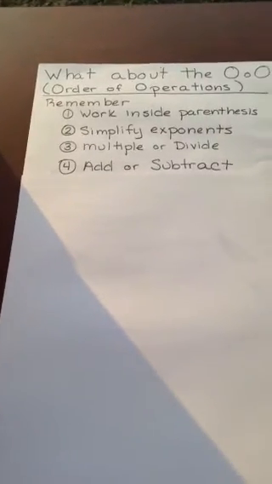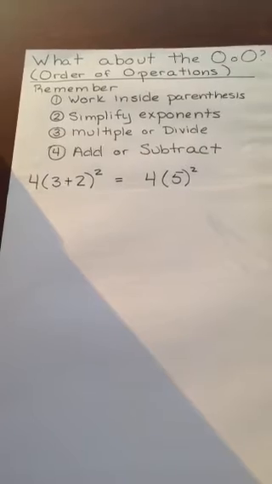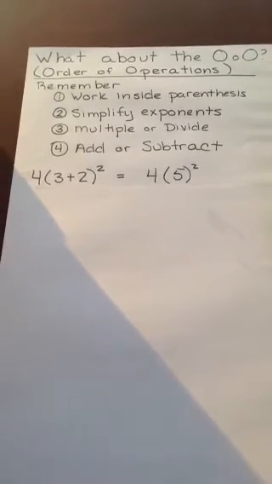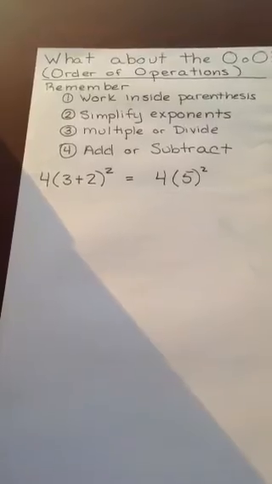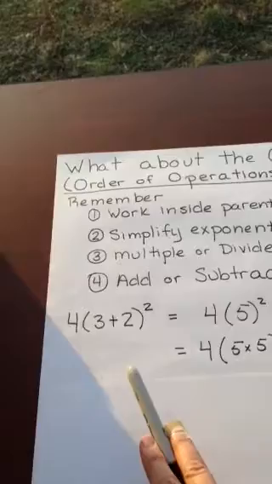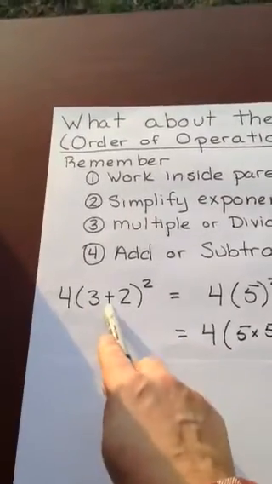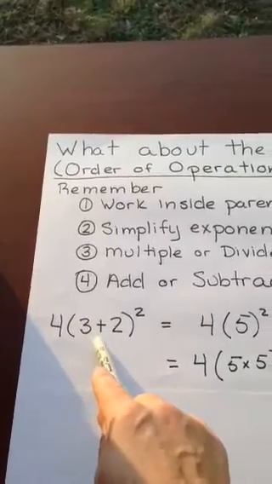All right, so if we have something like this, we have 4 times (3 plus 2) raised to the second power. I have parentheses there, right? Right here. There's my parentheses. And so if I have those parentheses, I have to do that first. Everything that's inside the parentheses I have to do first.